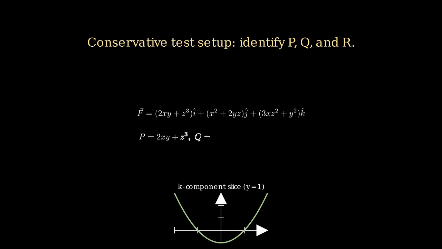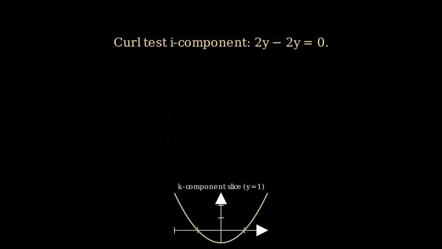Take F equals the quantity 2xy plus z cubed i hat plus the quantity x squared plus 2yz j hat plus the quantity 3xz squared plus y squared k hat. So P equals 2xy plus z cubed, Q equals x squared plus 2yz, and R equals 3xz squared plus y squared. Part A, the curl test.